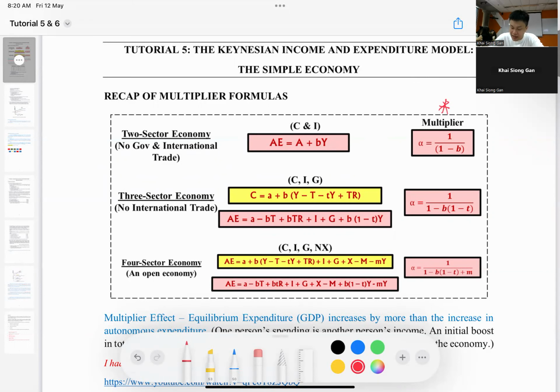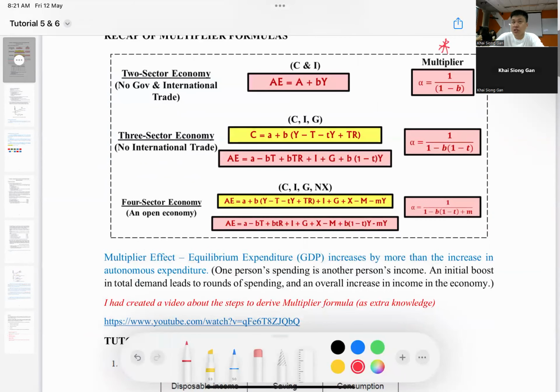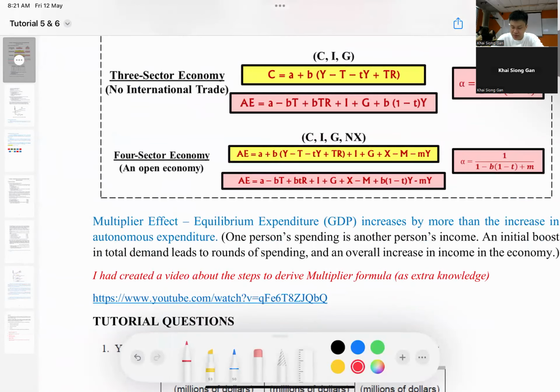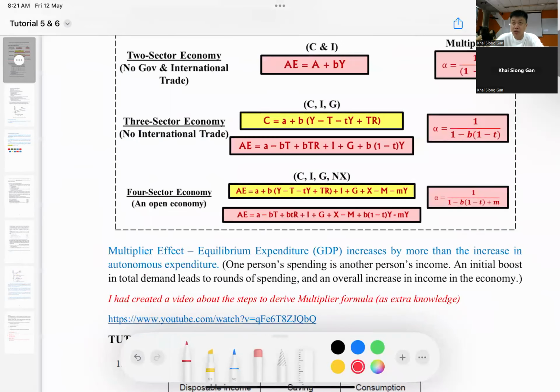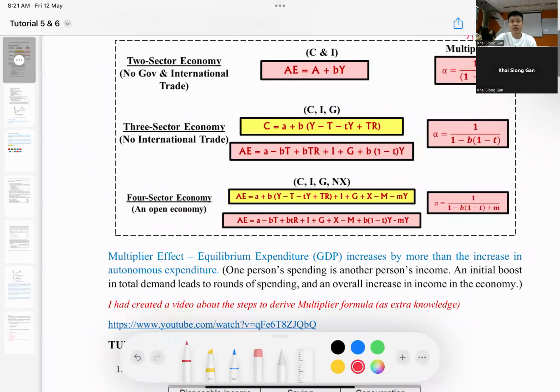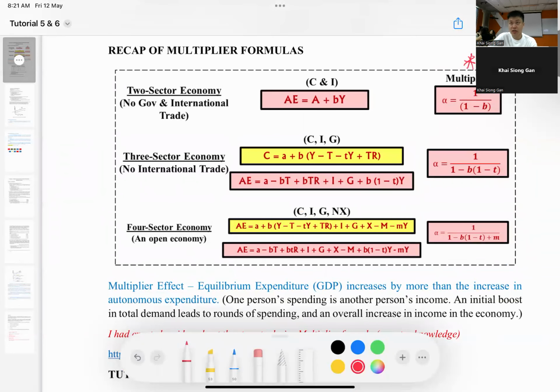Now, all the parts on the left and in the middle, you can ignore. That's not important. But if you are curious about how I derive all the multiplier formulas here, basically it's from the formula in the middle. I have created a video, and you can watch it whenever you're free, but that one is for extra knowledge only. In the exam, they won't ask you how to derive these formulas. I'm just showing you in case you're wondering how come we have these three formulas for the multiplier.